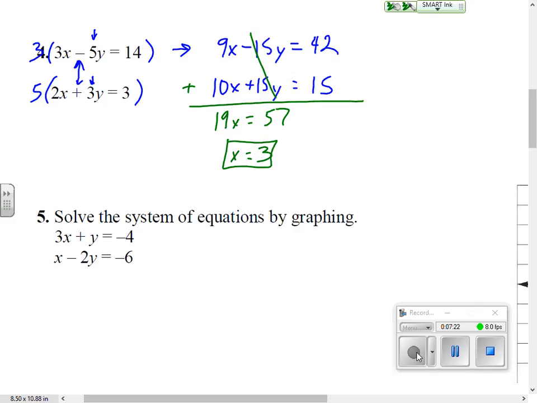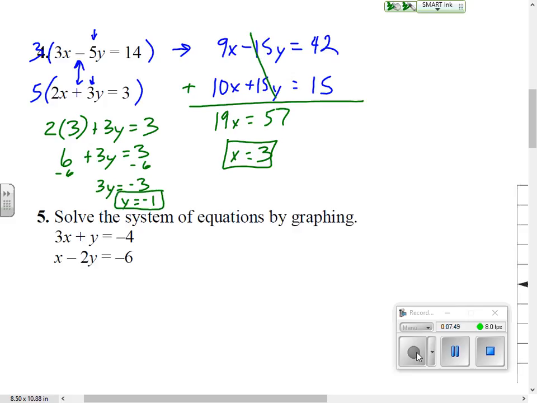I'll use the second one this time, no reason, just a preference. Substituted 3 back in for x, becomes 6 plus 3y equals 3. Subtract 6 from both sides. 3y is negative 3, which means y would be negative 1. So my solution here would be 3, negative 1.